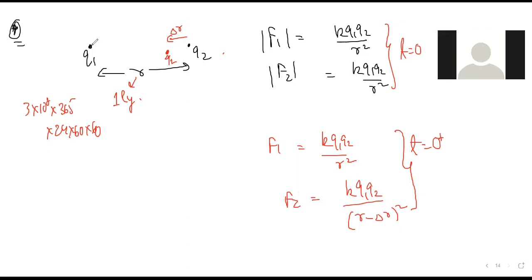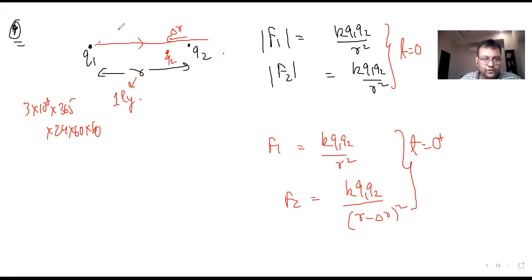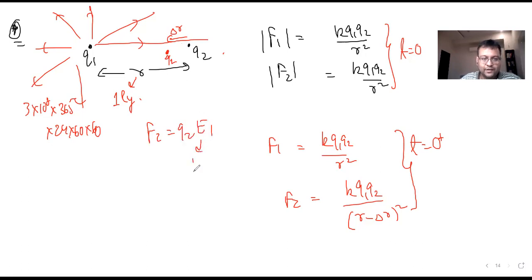See, the idea is that the electric field of the charge Q1 is already established, and that is not changing. Electric field of the charge Q1 does not change, and so the force on 2 can be just written as Q2 into E1, and E1 is KQ1 by R minus delta R square. So F2 changes immediately, but F1 will not change because the information of the change in position of Q2 will take 1 year to reach Q1.